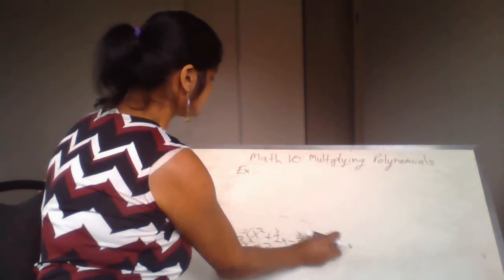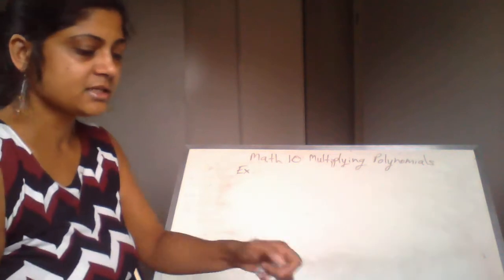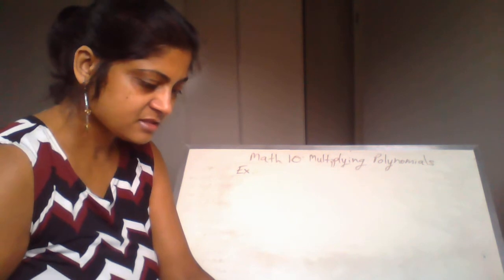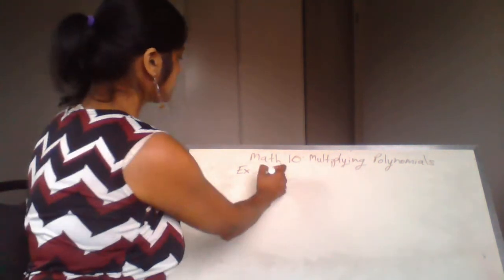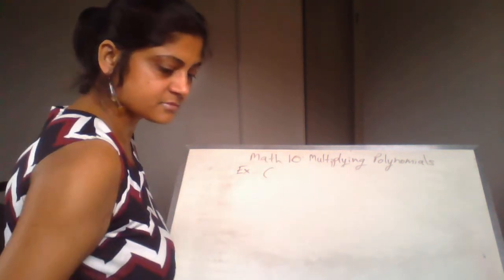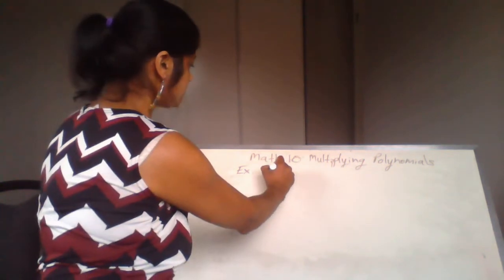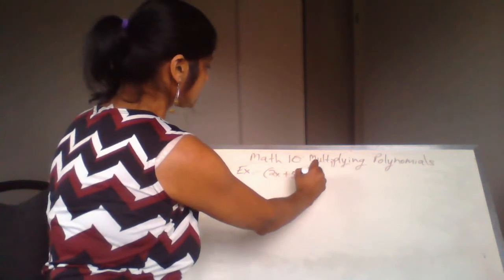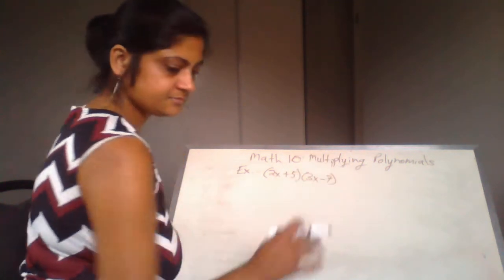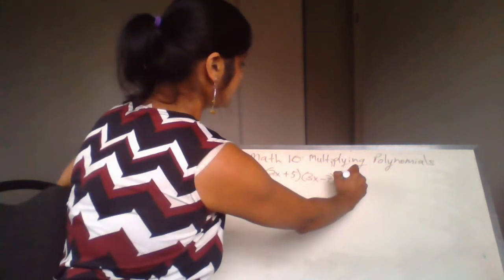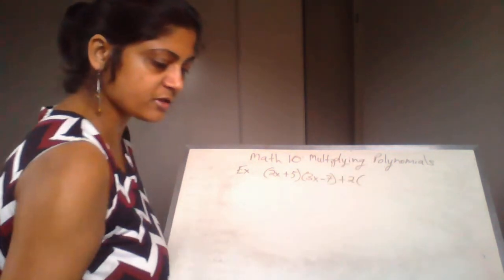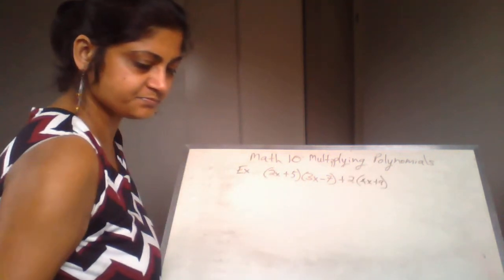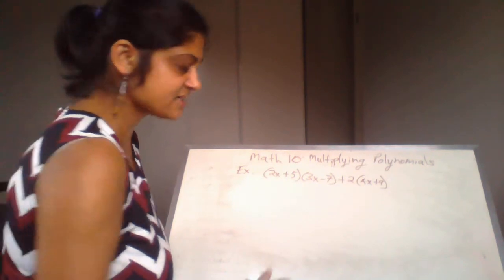I'm going to take this off. I'm going to just pick a question from here. So let's try this one. Let's do this. So we're going to do the 2x plus 5 and there's 3x minus 7. And I'm going to expand that with 2, and there's 4x plus 9, and 2x minus 11.